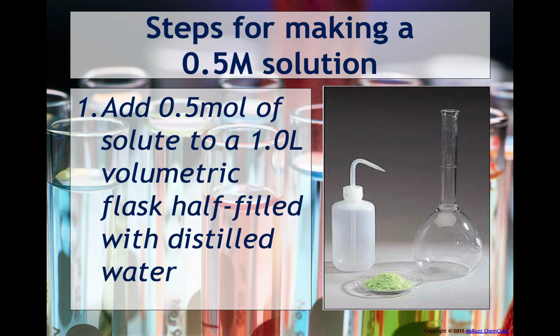Okay, so we add 0.5 moles of solute to a 1 liter volumetric flask half filled with distilled water. Now, you can use any vessel. It doesn't have to be a volumetric flask, but this is a very useful tool because it measures exactly 1 liter. The next thing that's really important here is that we fill it halfway with our solvent. Now, why would we do that? Well, it goes back to what I was just saying about having your finished solution equal 1 liter. So we fill it up halfway with our water, and we add our solute, our 0.5 moles of our solute.